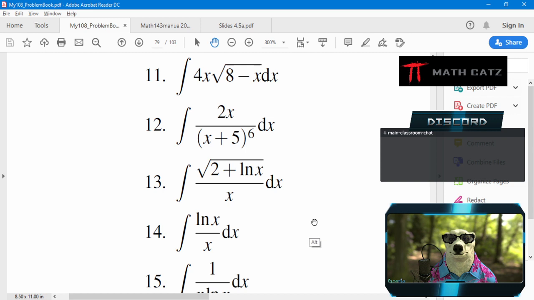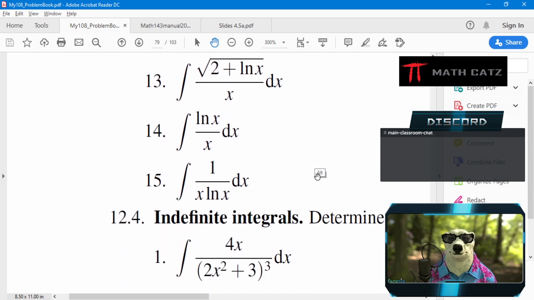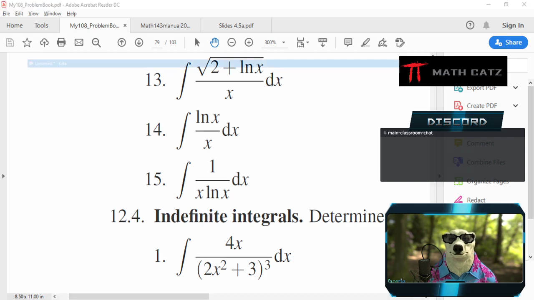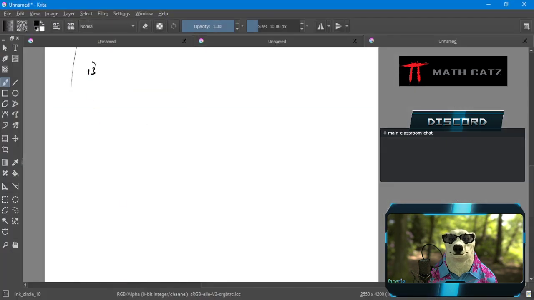Let's see what else there is. I like the look of number 13. Doesn't seem like something we've seen before. Root 2 plus log x over x.